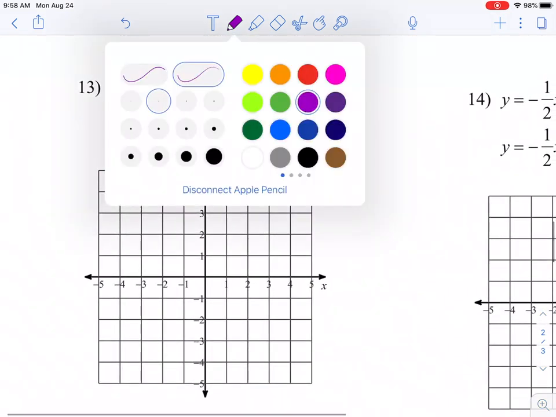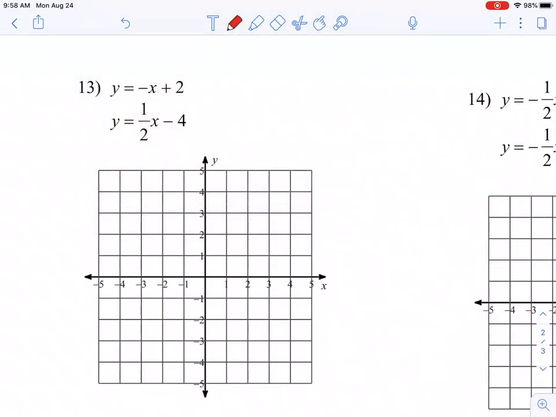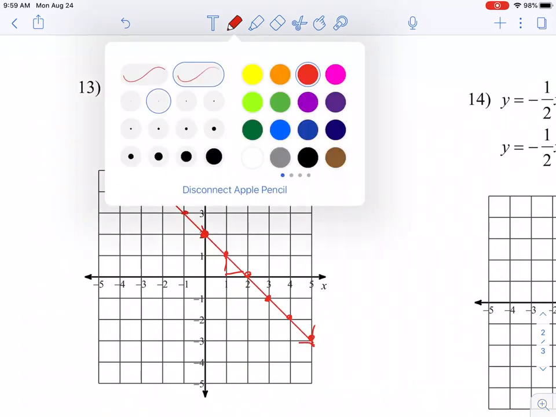Okay. I'm going to do numbers 13 and 14 without writing extra information down. I know that I do have a negative 1, so I'm going down 1, right 1. So I'm going to begin at 2. I got that from here. I'm just not writing it down. Begin at 2, and then I'm counting down 1, right 1. I can do that all the way across. Could also do it going the other direction. And there's my red line.